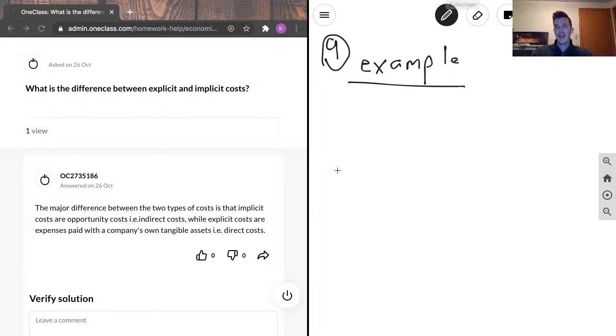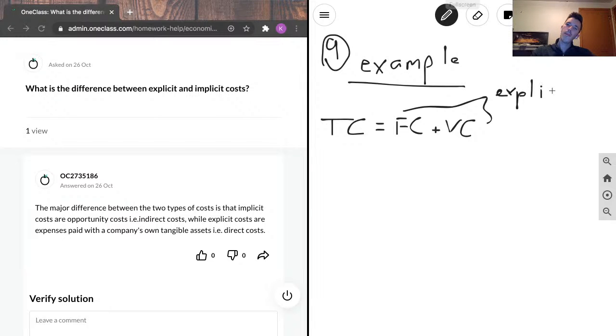So in the accounting sense, total cost is going to be equal to fixed costs plus variable costs. Variable costs, so this is explicit. But in the economic sense, we need to also include implicit costs or opportunity costs. Implicit.